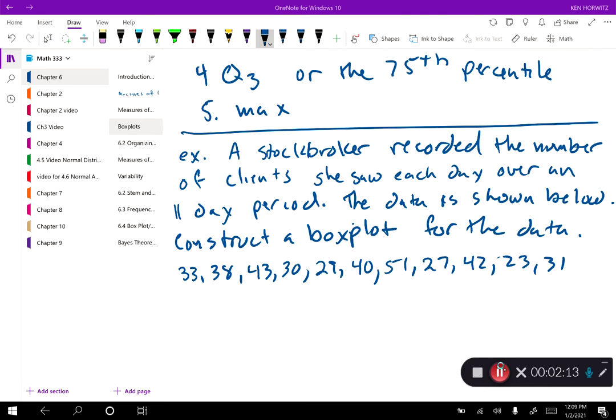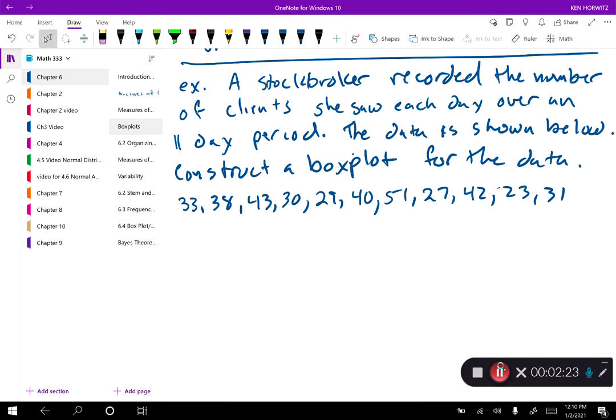All right, so let's just jump right into an example. I think it's probably the best way to show you how to construct it is to use some real data. A stockbroker recorded the number of clients she saw in each day over an 11-day period. The data is shown below. Construct a box plot for the data. And there you have a list of what should be 11 numbers.